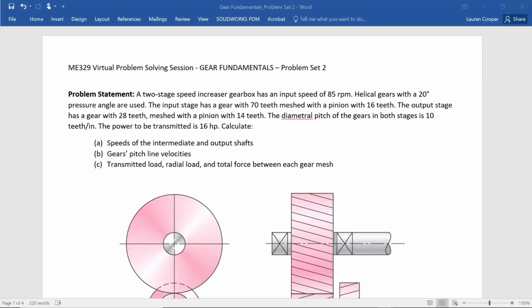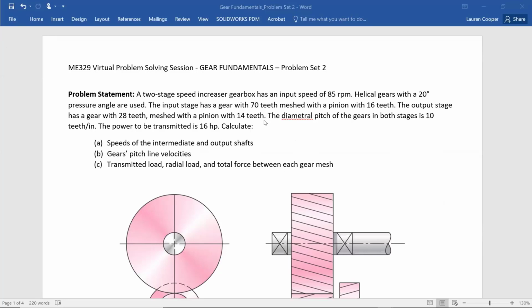Okay, here's our second set of problems. We have a two-stage speed increaser gearbox with an input speed of 85 RPM. Helical gears with a 20-degree pressure angle are used. The input stage has a gear with 70 teeth meshed with a pinion with 16 teeth. The output stage has a gear with 28 teeth meshed with a pinion with 14 teeth.